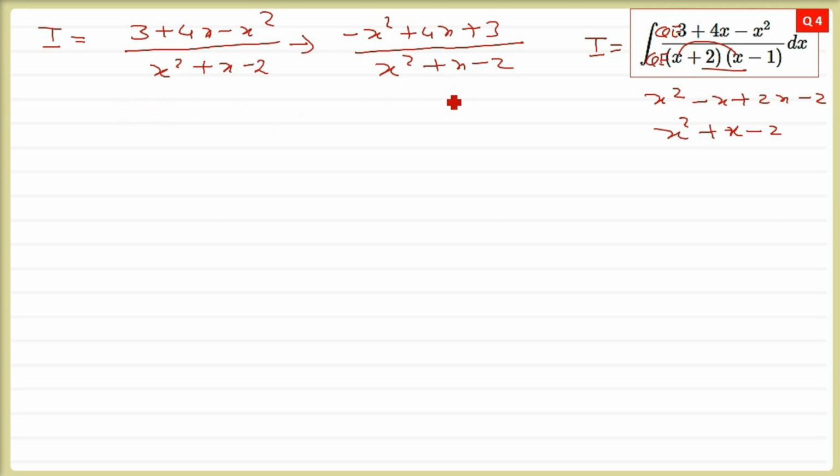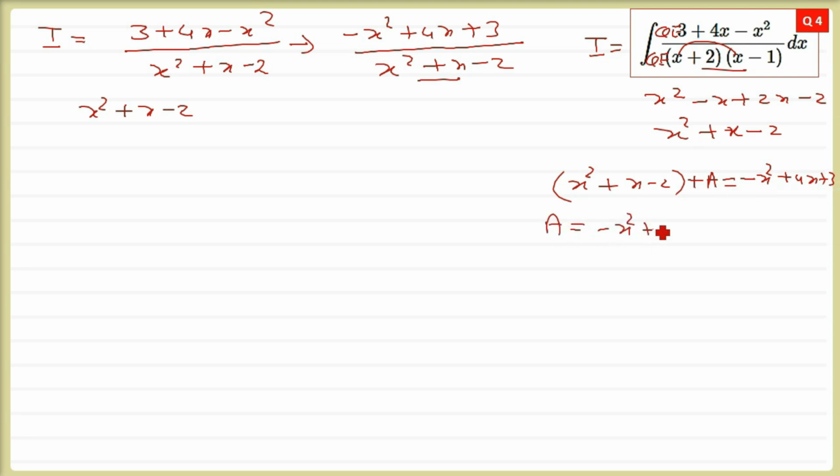So negative x square plus 4x plus 3 divided by x square plus x minus 2 is already there with you. Now just write x square plus x minus 2 in the numerator. So what we have to add to this x square plus x minus 2 or subtract, so that we get a negative x square plus 4x plus 3. So I'm just saying x square plus x minus 2, we are adding some a to get a negative x square plus 4x plus 3.